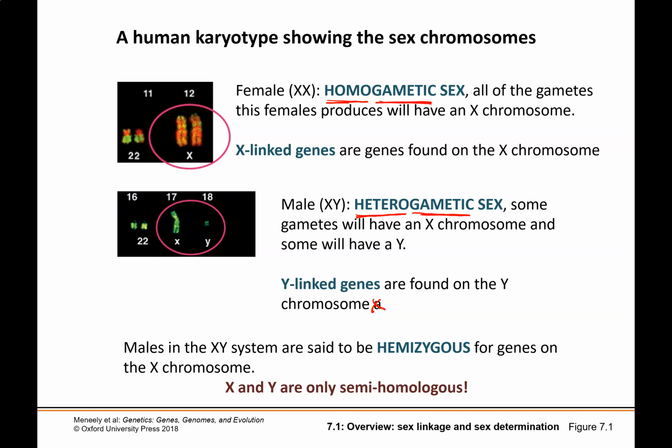And then one more term, the X and Y system, because the males have a different set of chromosomes than females. Males are also said to be hemizygous for genes on the X chromosome. That just means that because they're XY, they only have one copy of all of those X-linked genes.